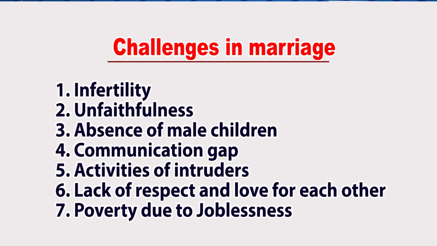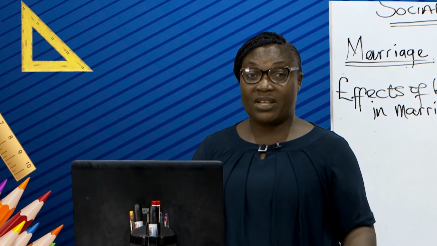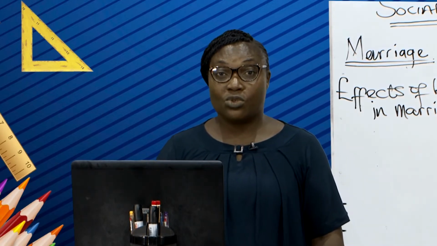Number 3, we have mentioned infertility, inability to give birth. Number 3 is related to number 1, which is absence of male children. It's not that the woman is not giving birth this time around, but she's unable to give birth to a male child.